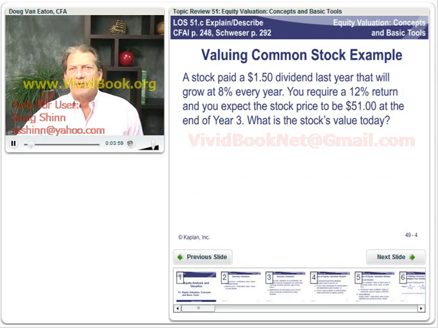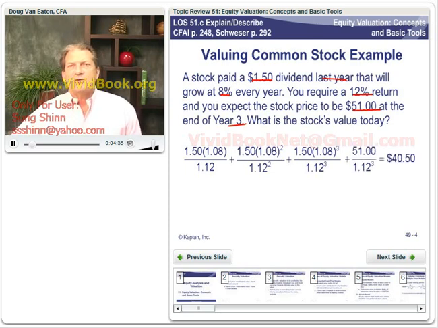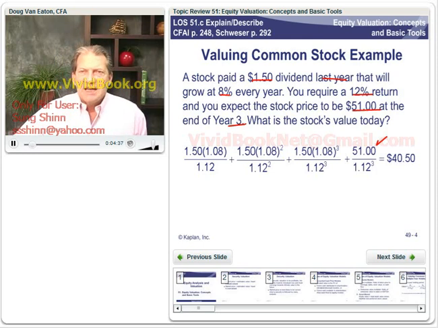Stock paid a $1.50 dividend last year that will grow at 8% every year. You require a 12% return and expect the stock price to be $51 at the end of year 3. Now, one thing to notice here, this is last year's dividend, so we're looking at future cash flows on this. So our next dividend, we need to grow that $1.50 at 8%, and then grow it at 8% again, and then 8% again for our third dividend, and then the assumption is that we get this $51 sale proceeds at the end of the third year.